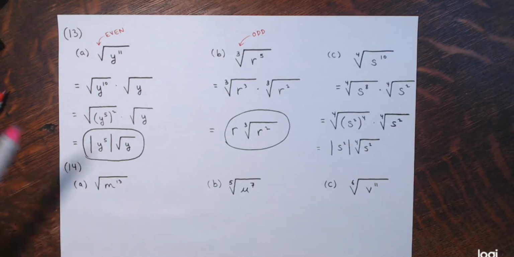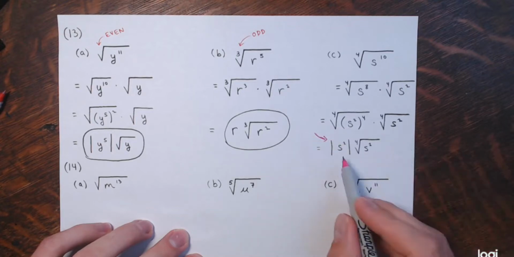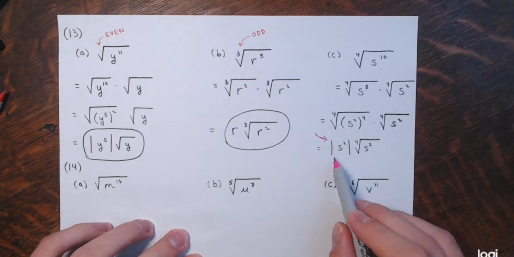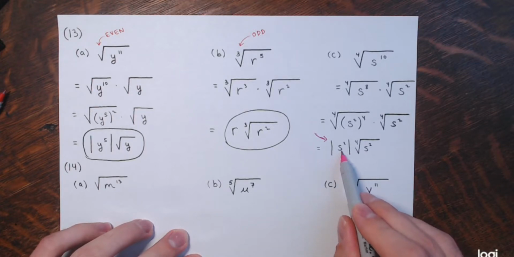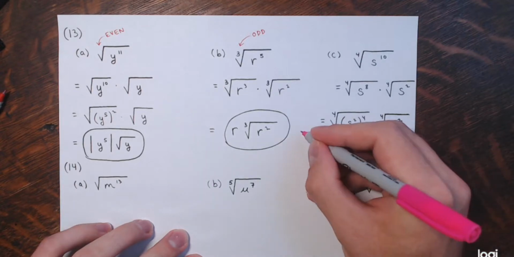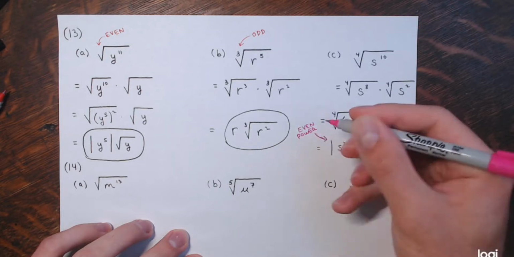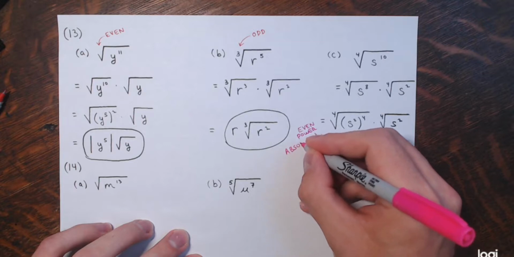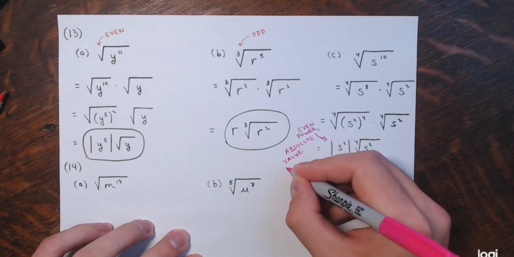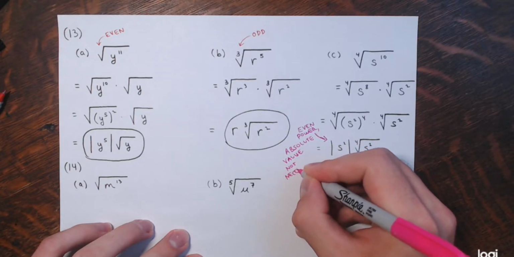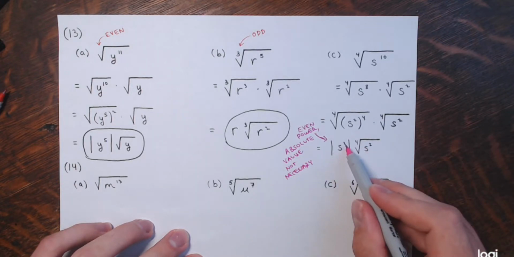Now you've seen me do this in previous videos. I hope you've been following, right? For this particular question, the absolute value symbols are not necessary because I have s to an even power. Even power, absolute value not necessary, because when I take a real number and square it, it will never be negative anyway.